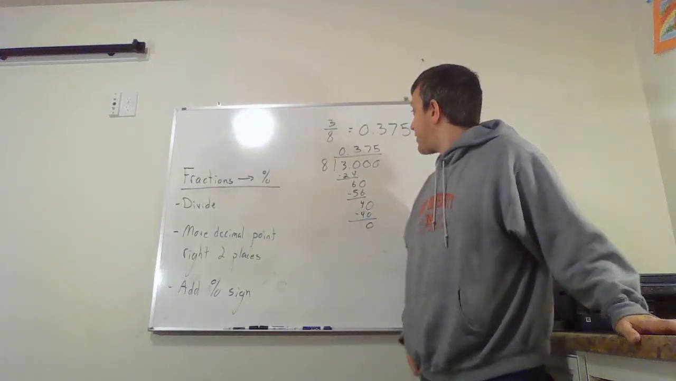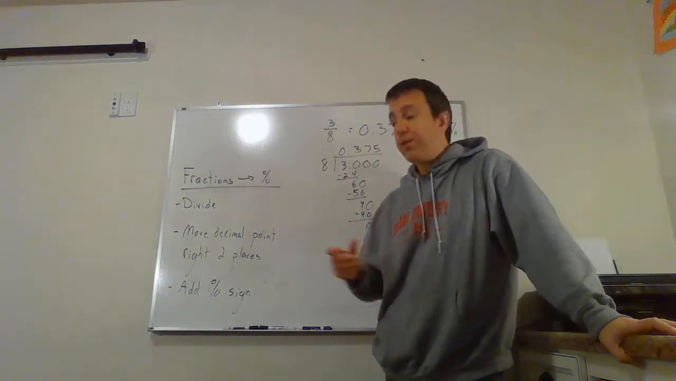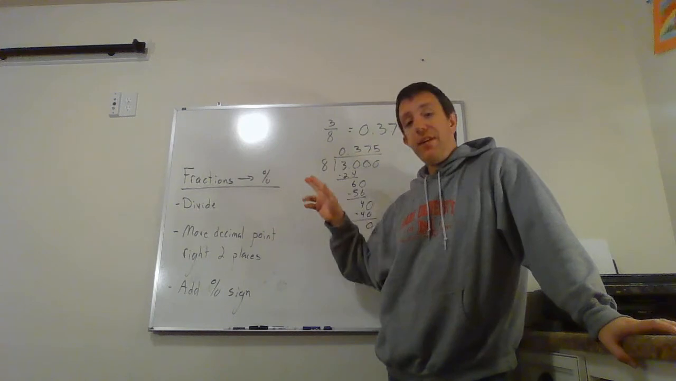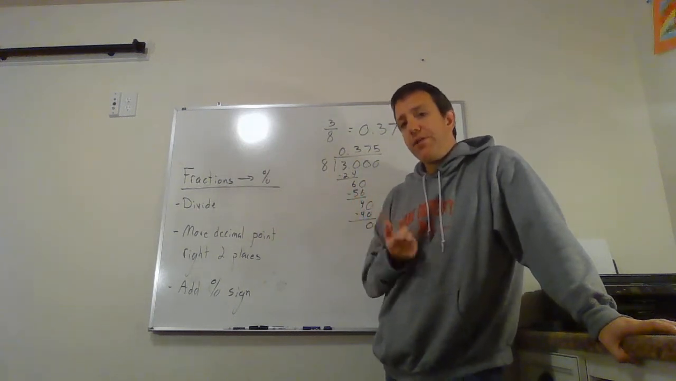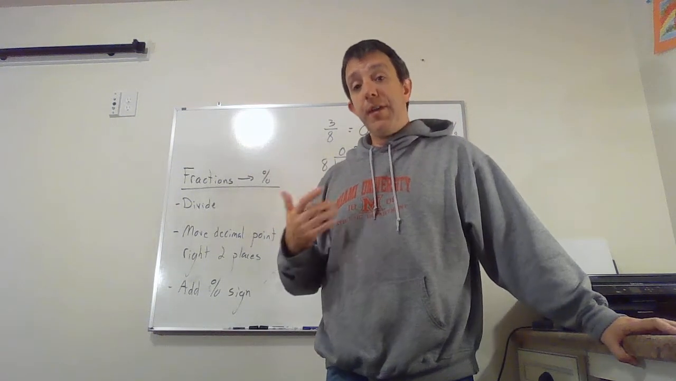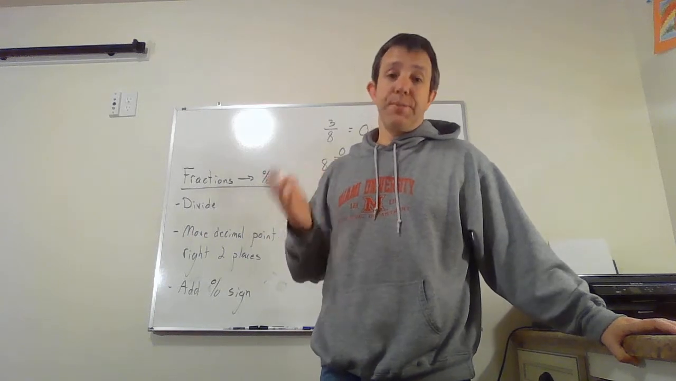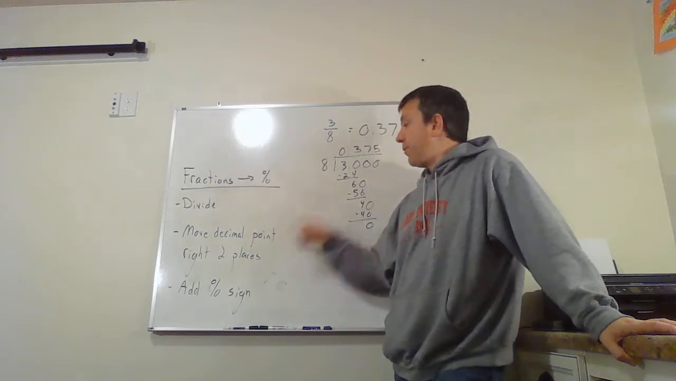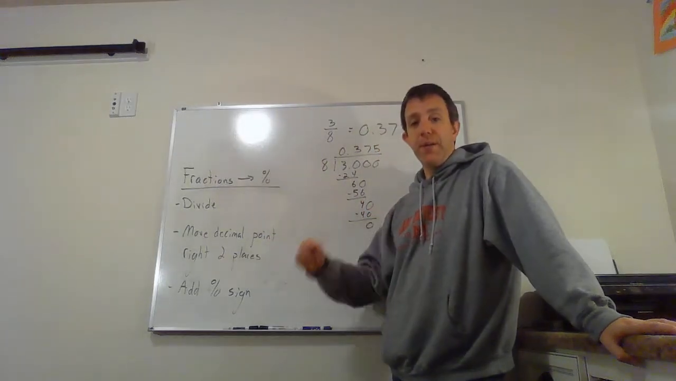All right, fractions to percents. All we're going to do, we're going to divide. And once we divide, the division is going to turn our fraction into a decimal. And then we just follow the rules for changing a decimal into a percent. So then we move the decimal point right 2 places and add a percent sign.